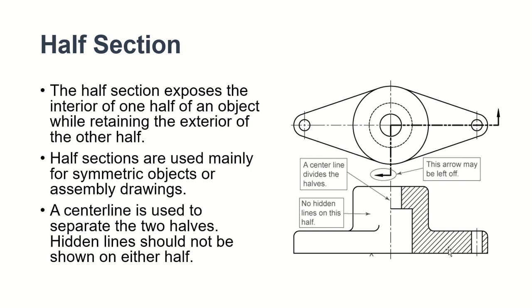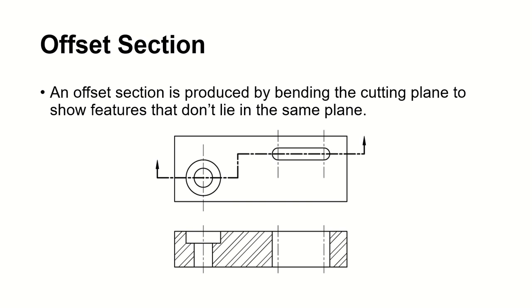Anyway, the section cut materials here, hollow, depend on the features of that part. It will take a little time for you to be able to see it, especially when you cut and then flip it so you can see inside of it. So practice that. Your center line here is used to separate the two halves, and hidden lines should not be shown on either half.